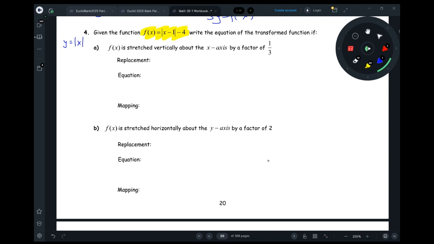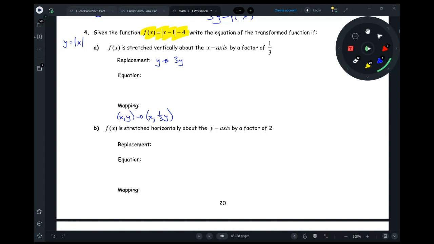So when f of x is stretched vertically about the y-axis by a factor of 1/3, that means I'm going to replace y with 3y. Now, when I build the equation here, I'm going to do some substitution. But I want you to know that the mapping doesn't care about what's going on here. When I compare the old function, the x minus 1 in absolute values minus 4, to the new one, the difference here is that I'm multiplying the y coordinate by 1/3. That's it. I can identify that immediately.